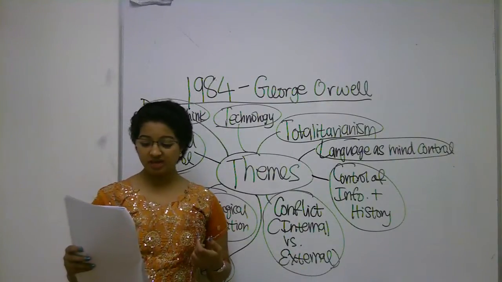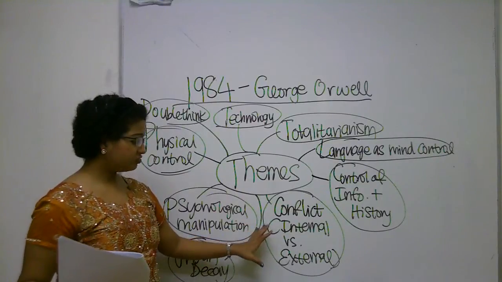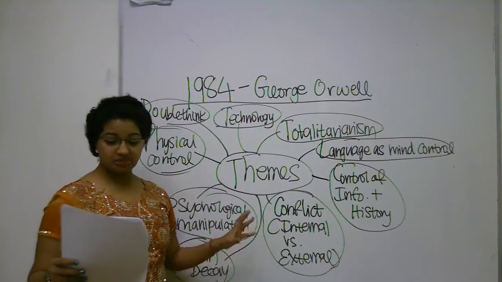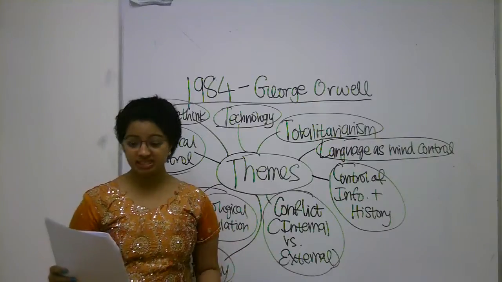Now let's consider the next theme, that of conflict. There are two different types of conflict, internal versus external. So basically man versus society, man versus man, and man versus himself.